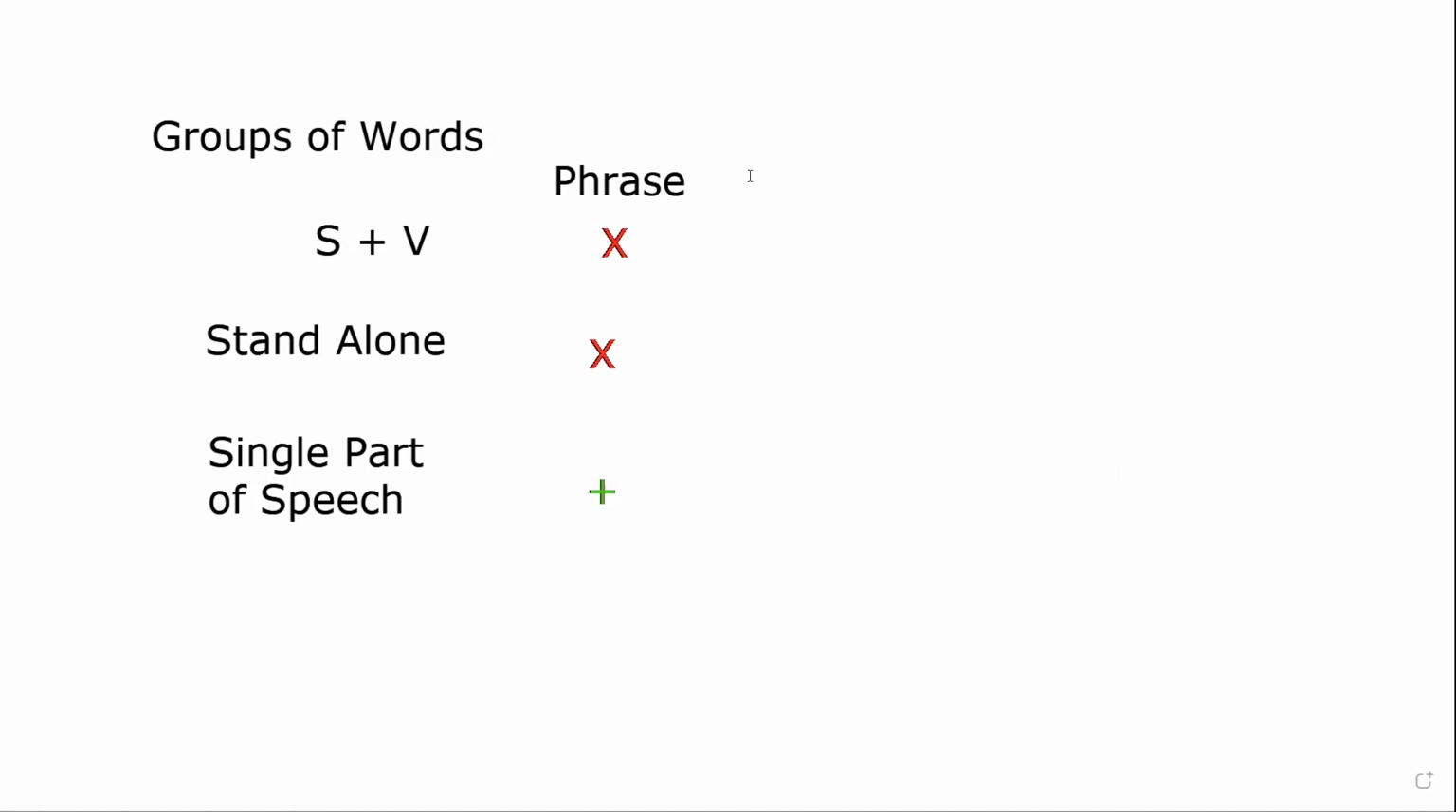Now, if we take the dependent clause or subordinate clause, let's put dependent clause. It does have the subject and verb. It cannot stand alone. And it acts as a single part of speech.